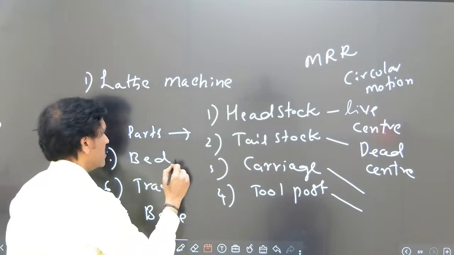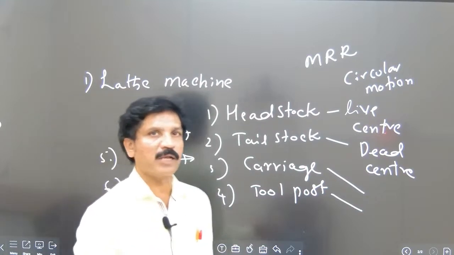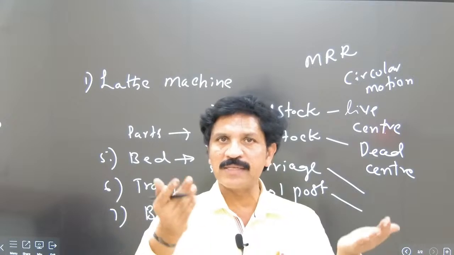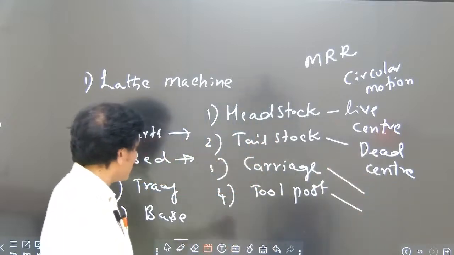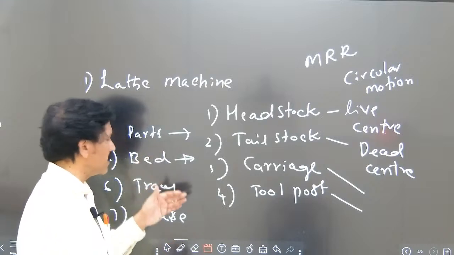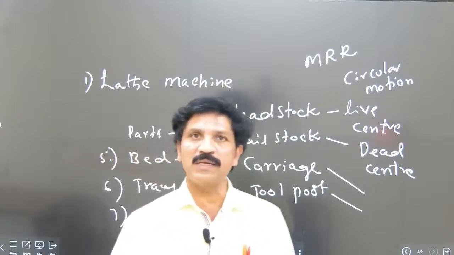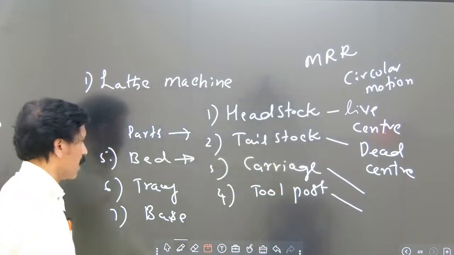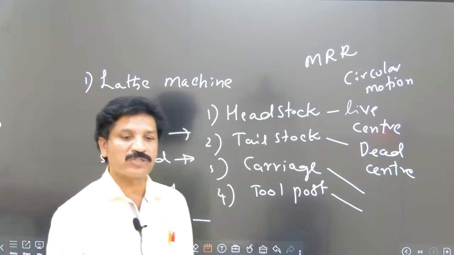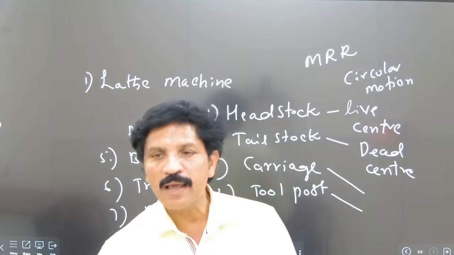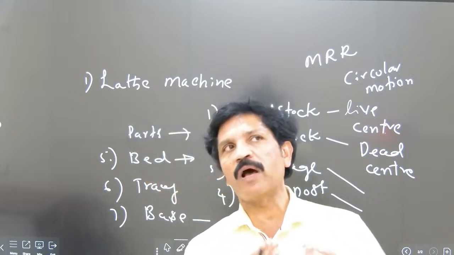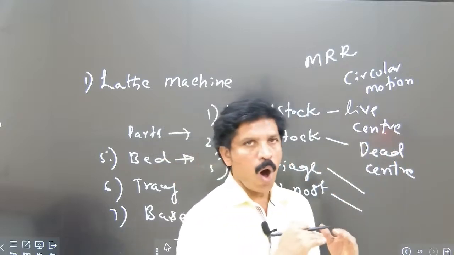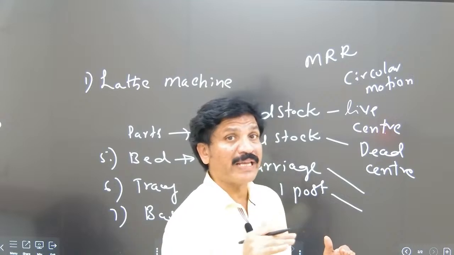Next one is the bed. The bed is the part where the guideways are observed. The headstock, tailstock and carriage are all fixed on it. Nearby, in between the bed and the tray, there is one more important part, called the spindle. That is the next topic. Next, base. Base means it has to be fixed on the surface. Usually all the lathe machines in a factory or manufacturing system are fixed with a 72 degrees inclination.